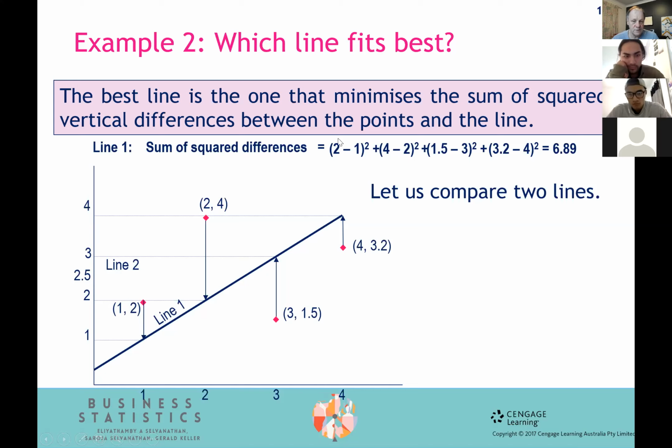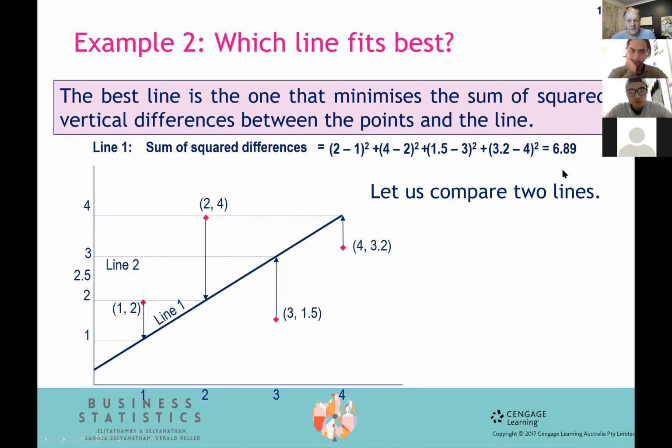So it says 2 minus 1, square it. And then 4 minus 2, square it. Where did they get that 4 minus 2? This one here, 4 minus 2. Okay? Then 1.5 minus 3, 3.2 minus 4. And they square it all. And it comes up to 6.89.